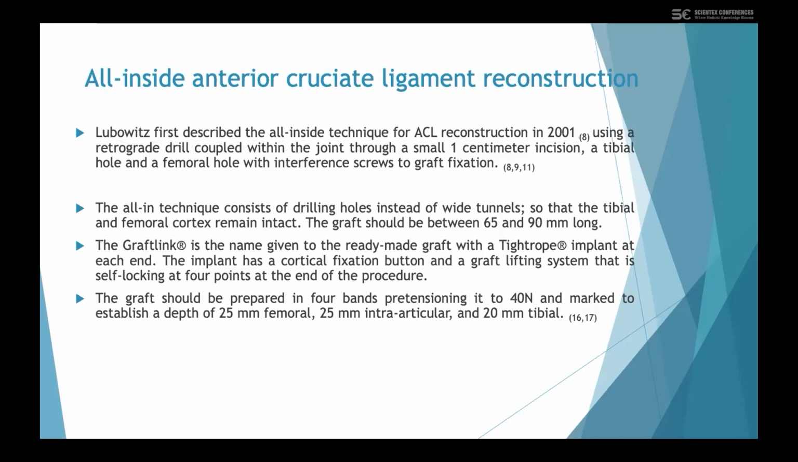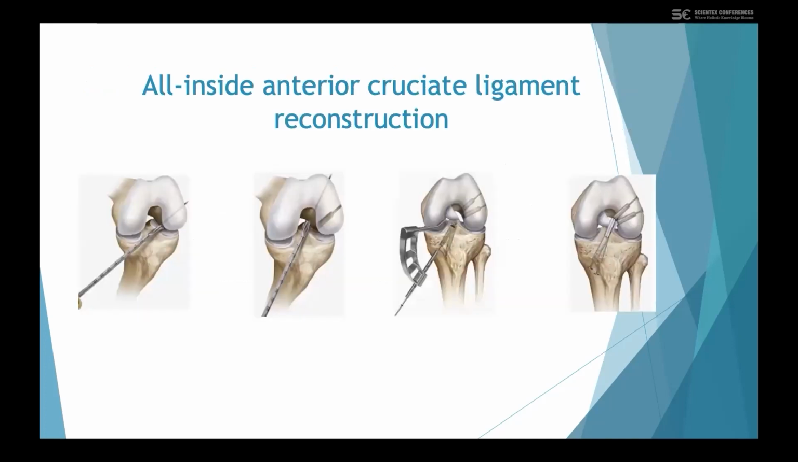This is important because the graft should be between 65 and 99 millimeters long. The graft is the name given to the ready-made graft with a tie rope and implants at its ends. The implant has a cortical fixation button and a graft lifting system that is self-locking at 4 points at the end of the procedure. And here we have images from the all-inside anterior cruciate ligament reconstruction.